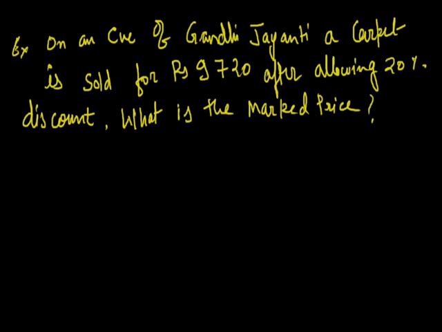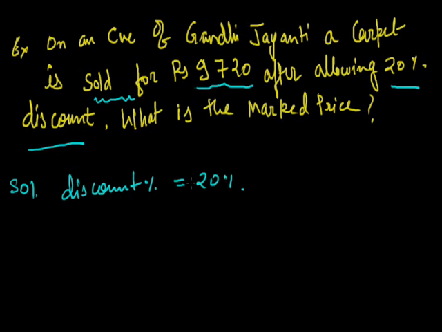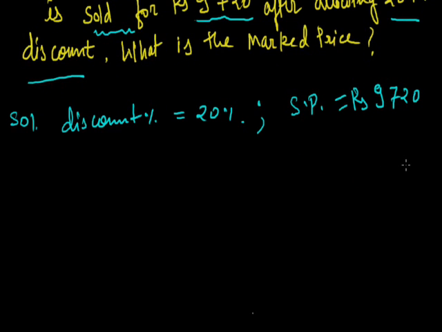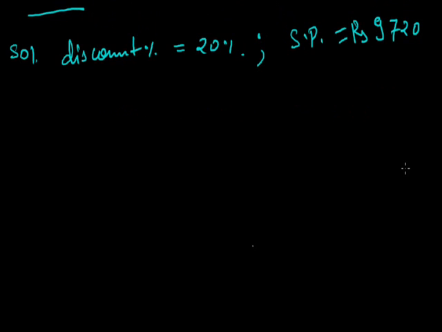Now first let us see what all values are given in this question. On the eve of Gandhi Jayanti, a carpet is sold. That means we are given the selling price, rupees 9,720, after allowing a discount of 20%. That is, we are given the discount percent, that is 20%, and also we are given the selling price, that is equals to rupees 9,720. Now we don't know the mark price and we know how to calculate the discount, that is we calculate discount on mark price.